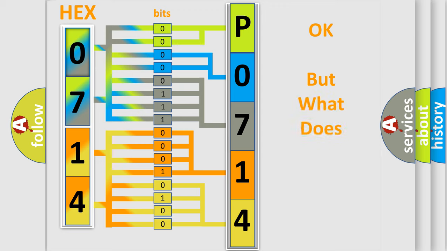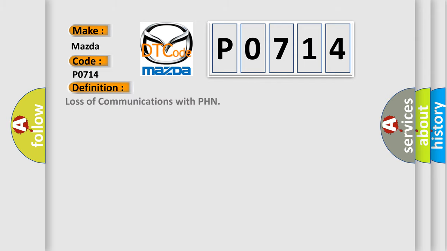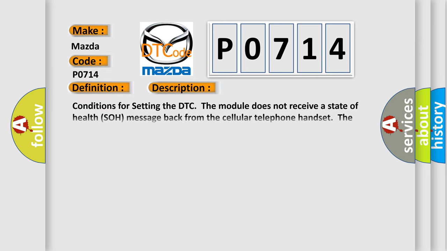The number itself does not make sense to us if we cannot assign information about what it actually expresses. So, what does the Diagnostic Trouble Code P0714 interpret specifically for Mazda car manufacturers? The basic definition is loss of communications with PHN. And now this is a short description of this DTC code.